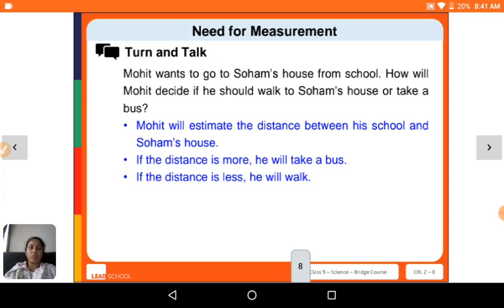If the distance is more, he will take a bus. If the distance is less, he will walk.